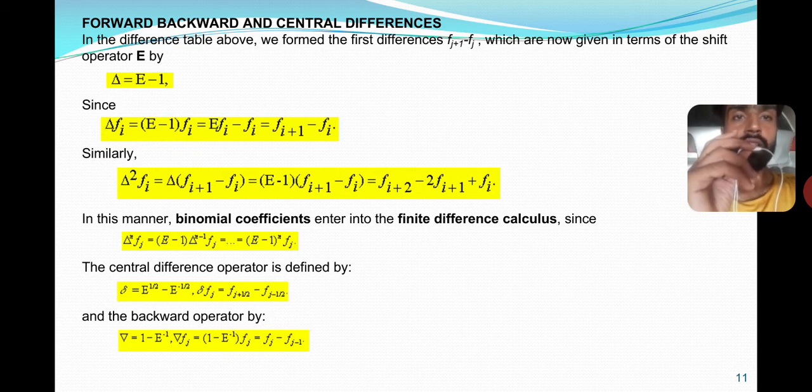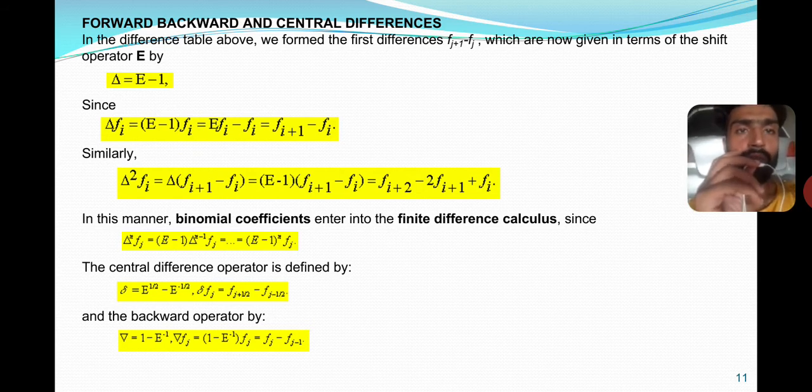Similarly, Δ²fi = Δ(fi+1 − fi) = (E − 1)(fi+1 − fi) = fi+2 − 2fi+1 + fi. In this manner, binomial coefficients enter into the finite difference calculus, since Δⁿfi = (E − 1)ⁿfi.